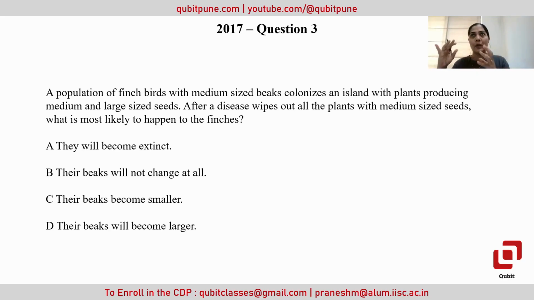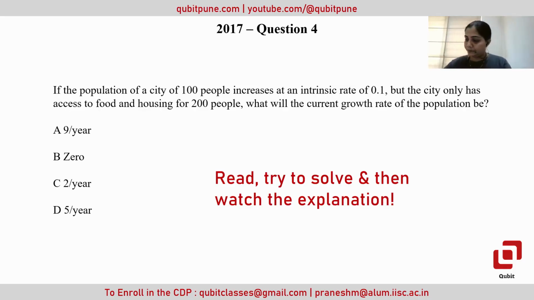It's evolution, because extinction is the truly adverse condition that can happen for the birds, but adaptation is a natural means for survival. In this way they will start adapting to a larger beak to eat more easily, and eventually their beaks will become larger. So option D is the correct one. Next.